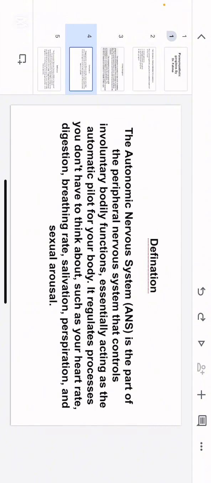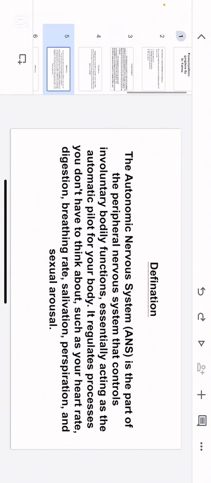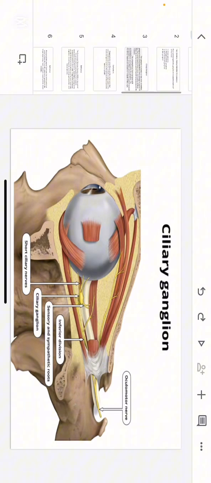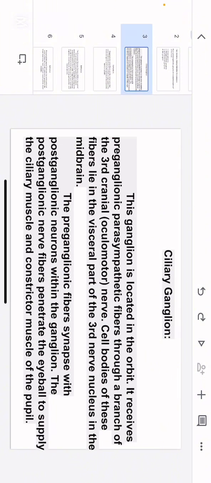So first of all, ciliary ganglion. As you can see, the ciliary ganglion is located in the orbit. I will show you a diagram. This is ciliary ganglion. Ciliary, as you can understand from the name, means eye. It is related to the eye. So this ganglion is located in the orbit. It receives preganglionic parasympathetic fibers through a branch of the third cranial nerve, the oculomotor nerve.